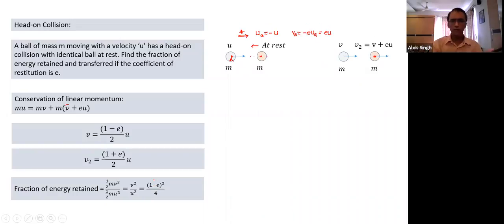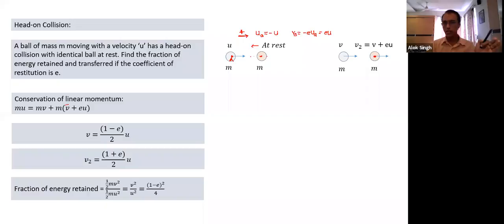So in any collision, once we have found the velocities, we can calculate terms like these. What is the percentage loss of energy? What is the fractional loss of energy? What is the energy retained by the first object? What fraction of energy is transferred? All such terms can be easily calculated.